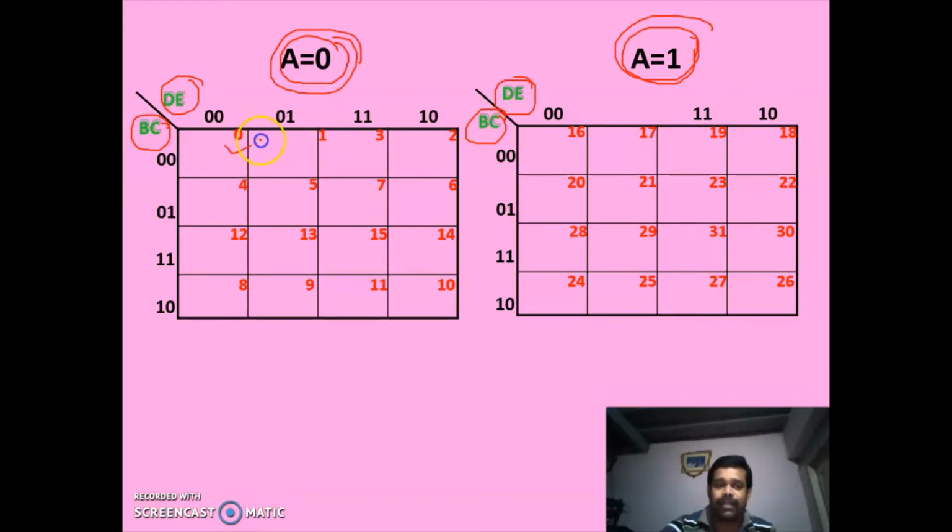So here the numbers are from 0 to 15 and here the numbers are from 16 to 31. So 0 plus 16, 16. Here 1 plus 16, 17. Here 3 plus 16, 19. 2 plus 16, 18. So like this we are putting the values for the cells.